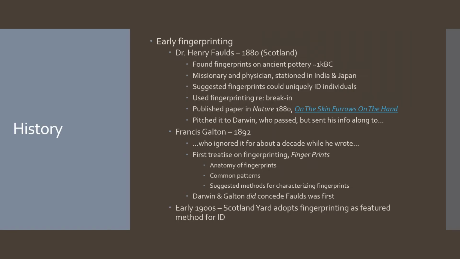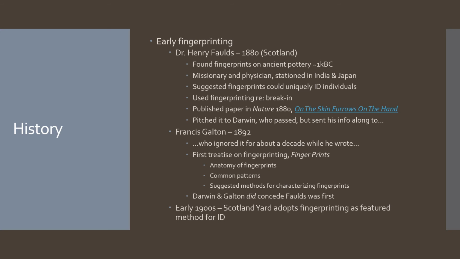So anyway, let's come back to fingerprinting because that's what this is supposed to be about. So, early fingerprinting, a basic history. Dr. Henry Faulds found fingerprints on ancient pottery. He was actually a doctor by training, and he was also a missionary. He found fingerprints on ancient pottery during his anthropology studies.